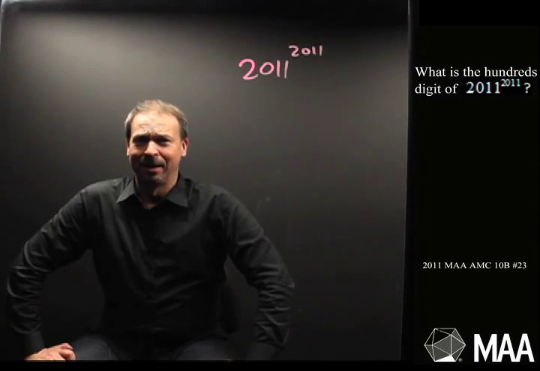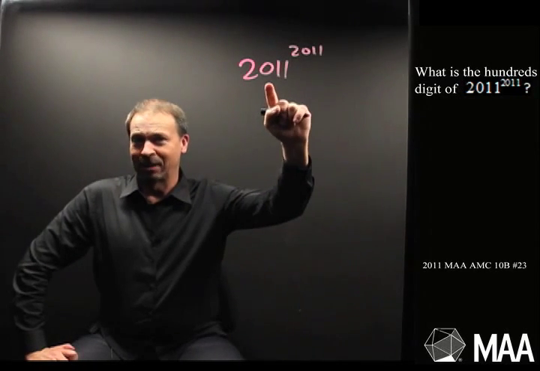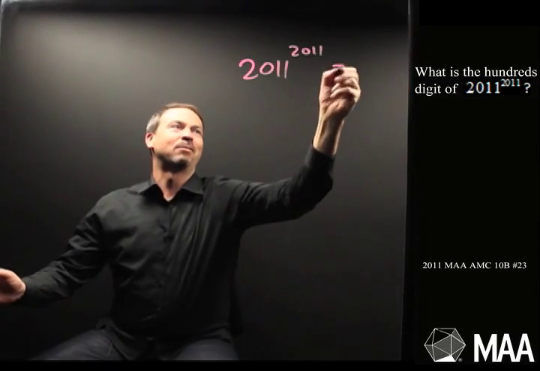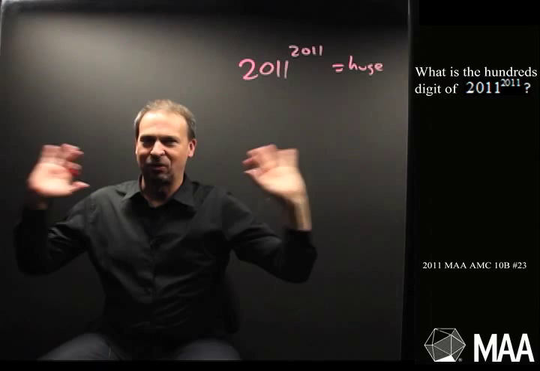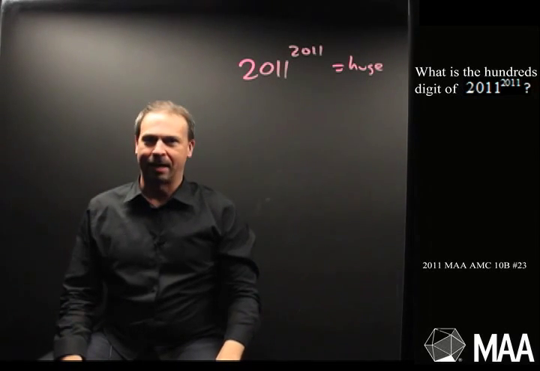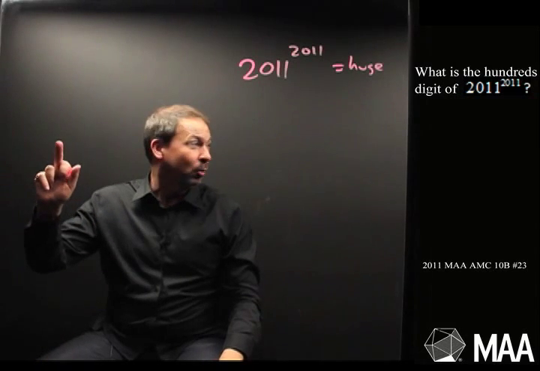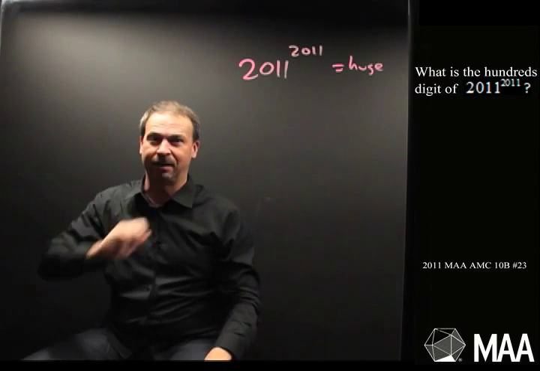Well, this is 2011 times 2011 times 2011 times 2011 times... There's no way I'm going to work that out. It's some huge number. So obviously I don't need to work it out, or don't want to. Actually, I don't want to, and I suspect I don't need to, because all I want, the question was, what's the hundredth digit of this number?